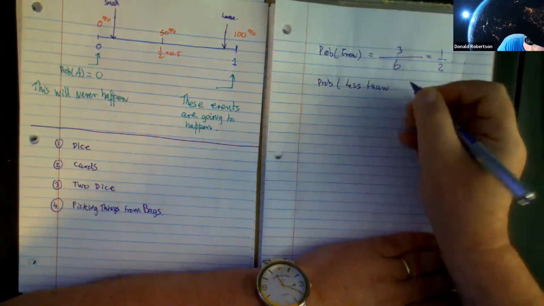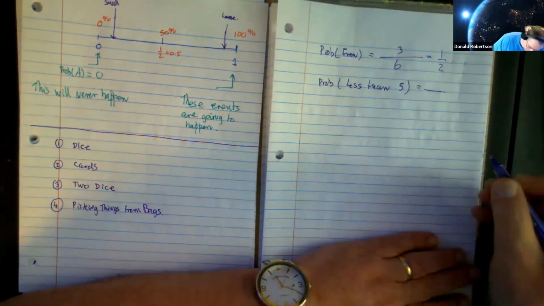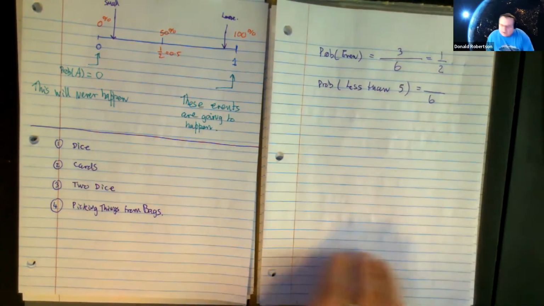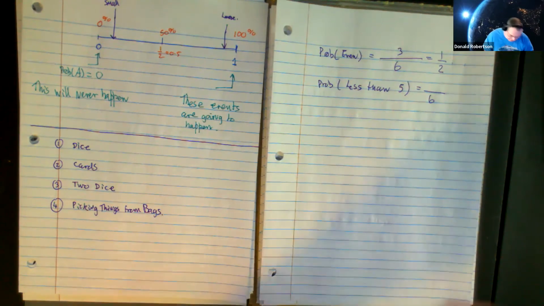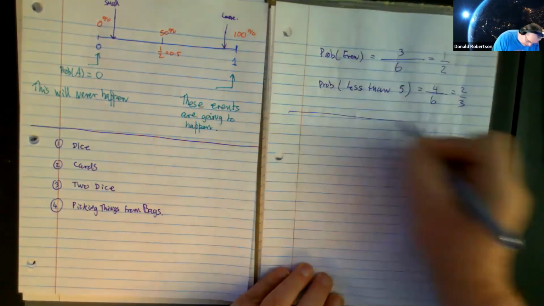What's the probability that I roll a dice and I get a number that's less than a 5? Bottom is 6, that's guaranteed, but less than a 5. The 2/3. Yeah, how many things are less than a 5 on a dice? There's a 1, there's a 2, there's a 3, there's a 4. And 4 out of 6 gets you 2/3.